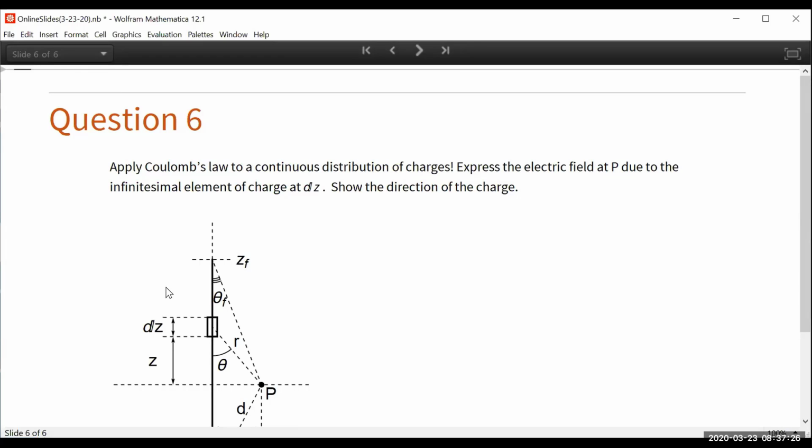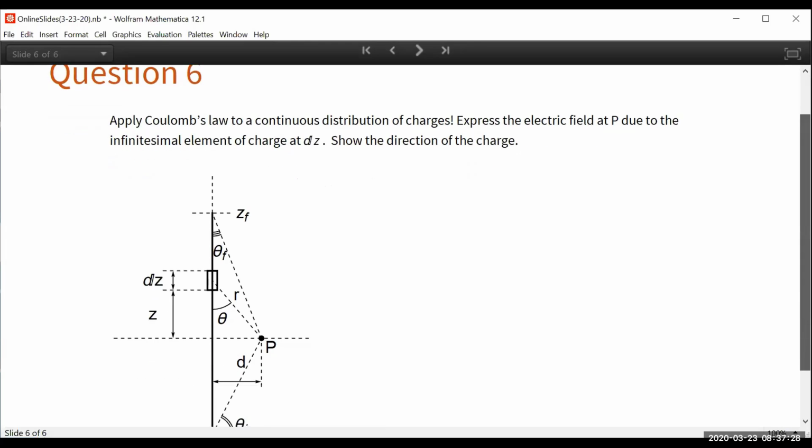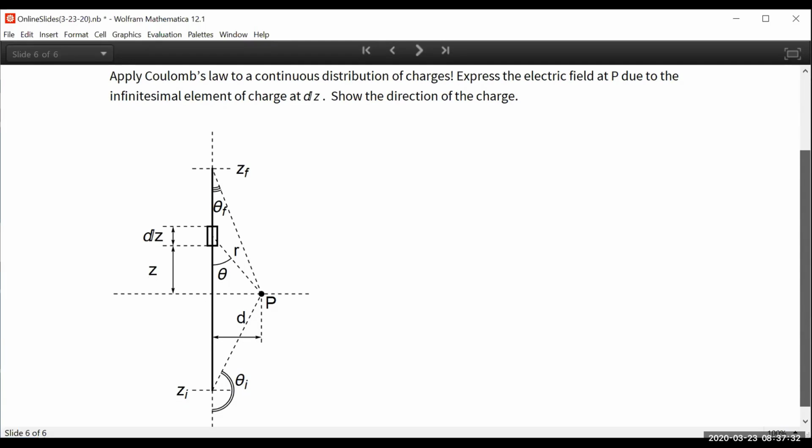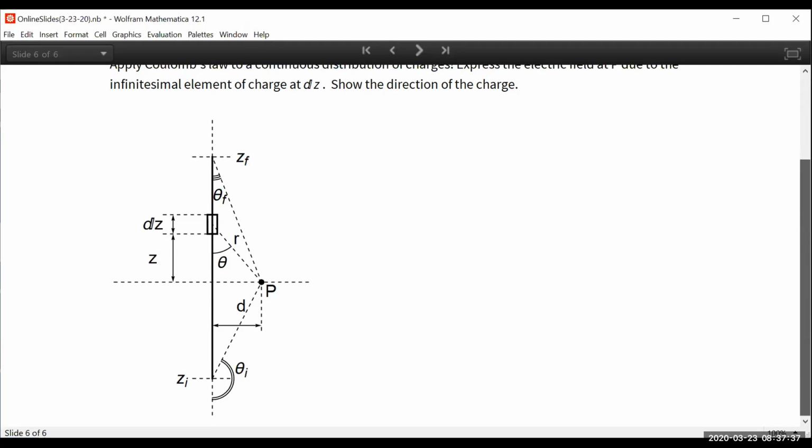Okay, so this question, again, you should have seen this before in class. Apply Coulomb's law to continuous distribution of charges, express the electric field at P due to these small elements, infinitesimal elements of charge at dz. Show the direction of the charge. Again, I'm gonna do this through a poll.